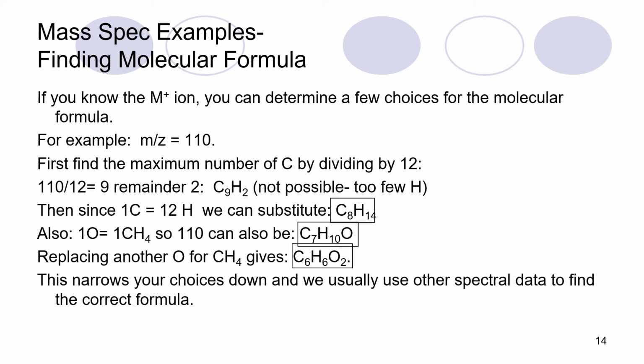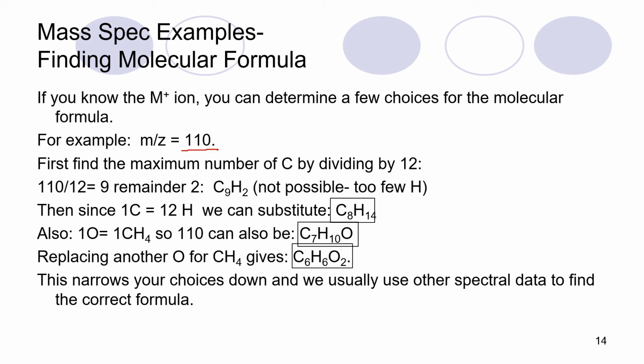So here's just a few examples. We'll work through a few examples. So let's say we ran a mass spec and we find out that our M plus ion has a mass of 110, and that's all we know about it. So how can we use that to find out what a possible molecular formula might be?